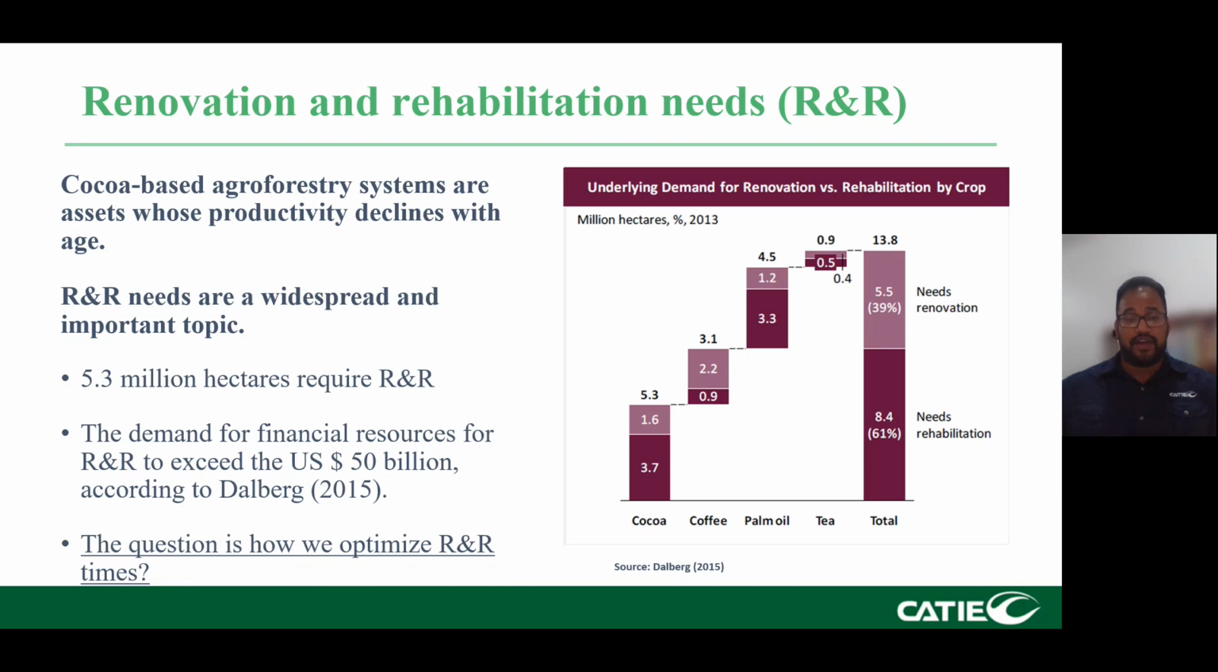It is estimated that 5.3 million hectares of cocoa require renovation or rehabilitation, which is equivalent to a demand of $50 billion in financial resources. Now the question is, how do we optimize those renovation periods so we do not have issues with declining productivity?